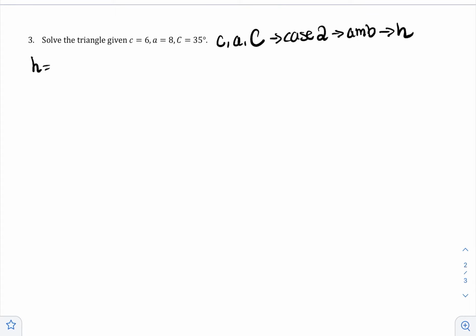The height will be the sine, I need some space in the front there, of the only angle that's given to me times the letter that doesn't match. So that's going to be 8 sine of 35 degrees. And like we talked about, if you needed a calculator, I would give you the height. So the height here would be about 4.6.